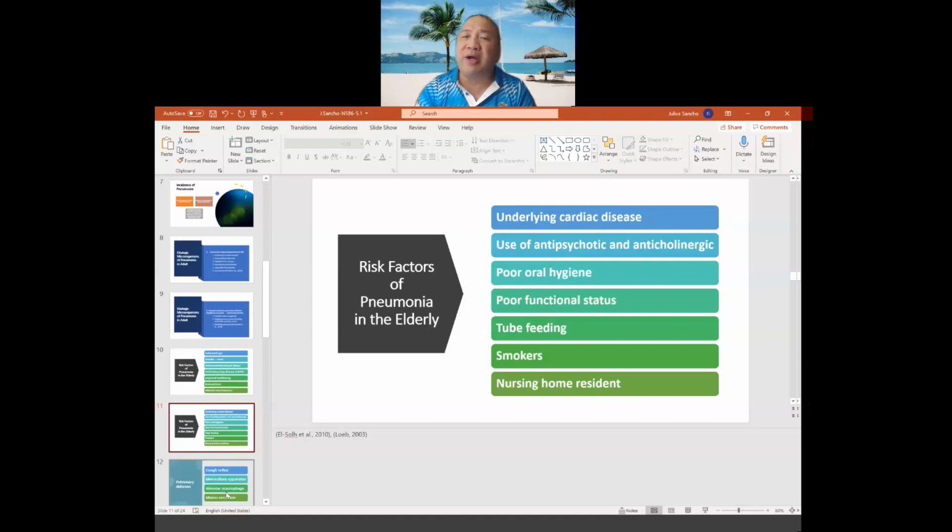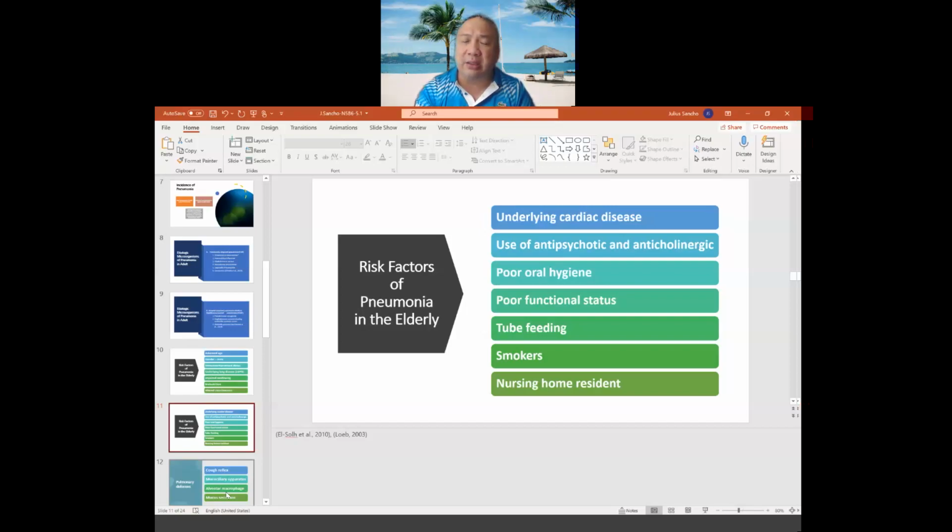Residents with poor functional status, especially those residents who are immobile. That's why it's very important that we turn the resident from side to side, not just to prevent pressure ulcers, but also to promote expansion of the lungs.